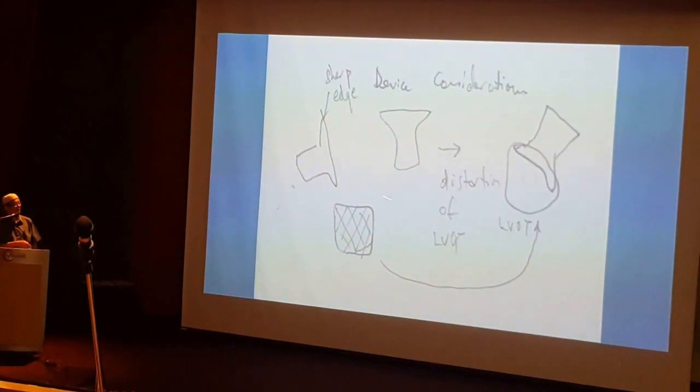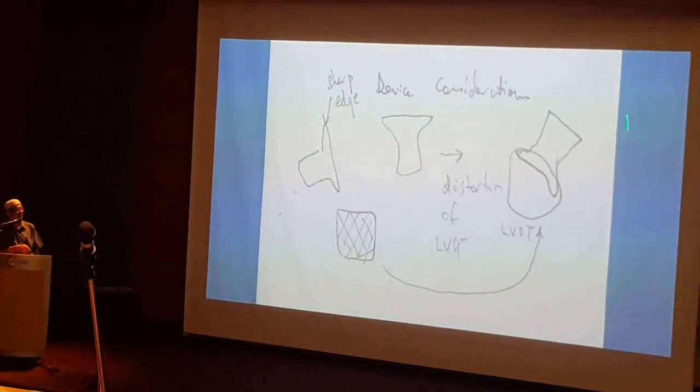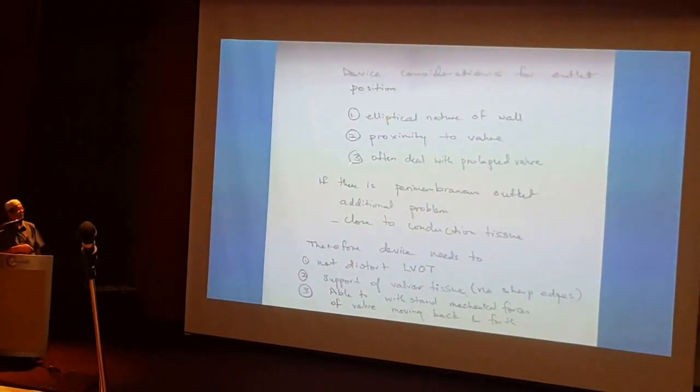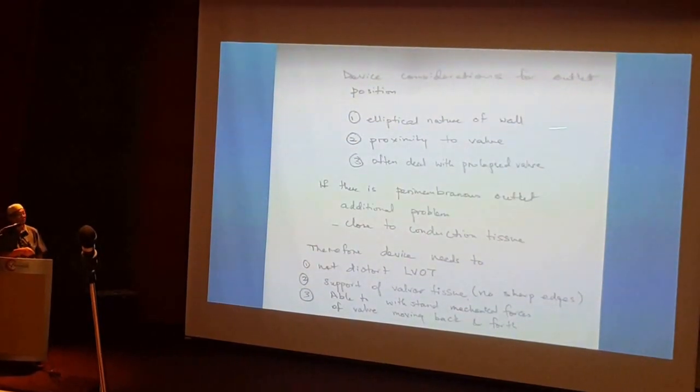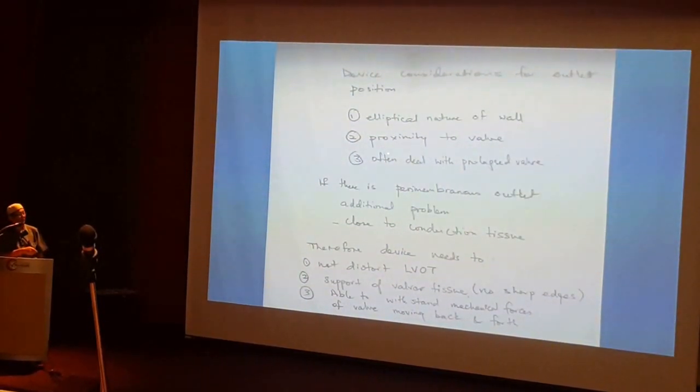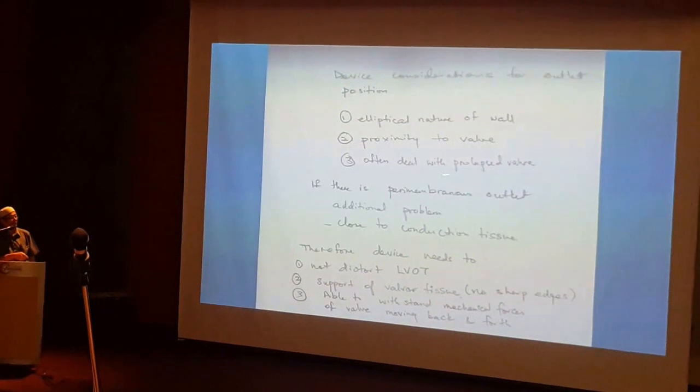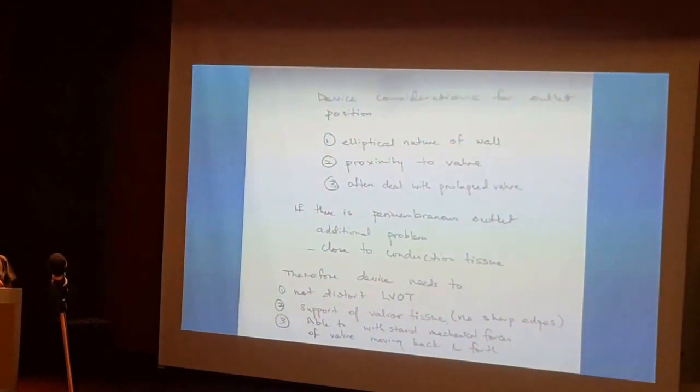And so these are my thoughts on what we can do. In effect, like I said just now, we have to consider the elliptical nature of the LV, the proximity to the valve, and often, especially the outward ones, you have to deal with the prolapse.